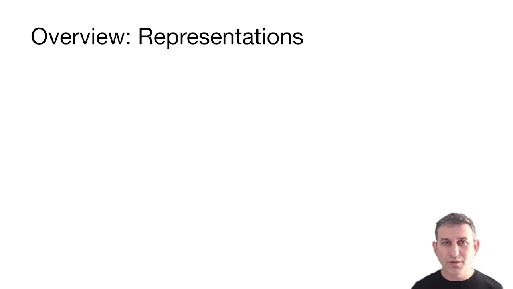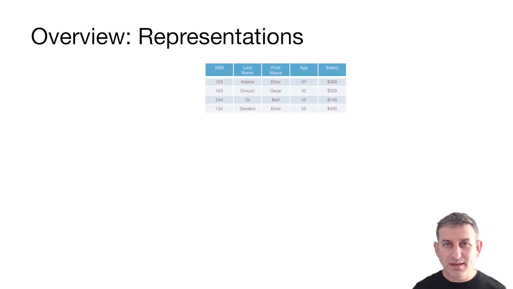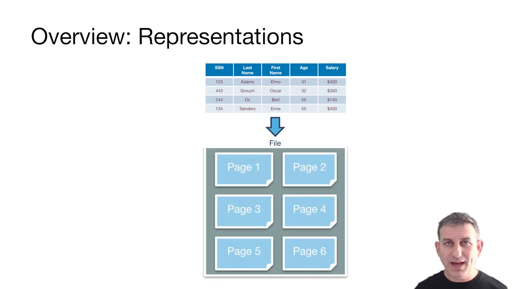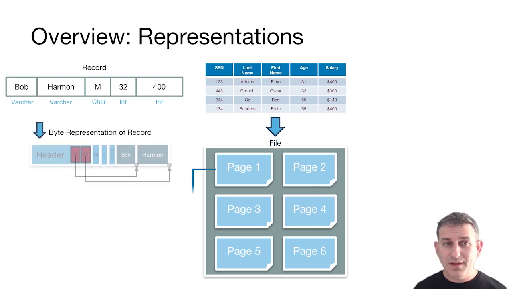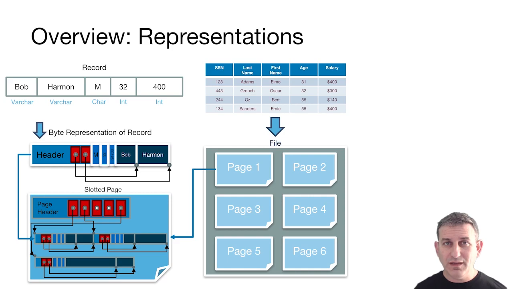We'll begin with an overview of how files are represented. Now, logically, we have a table with rows and columns, as in the relational model. And we map that into a file full of pages or blocks on the disk. Now, the table itself is made up of logical records, and the records themselves need to be represented somehow. They're represented in memory as arrays of bytes, essentially.